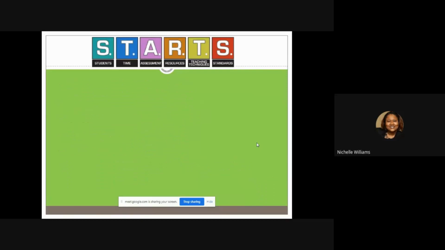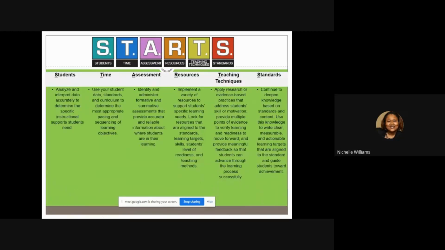So when we look at START, it is simply a way of thinking. So when you start planning, the first thing you want to consider are your students. You want to look at the data that you have on your students, the students that you serve, and determine what are their instructional needs.